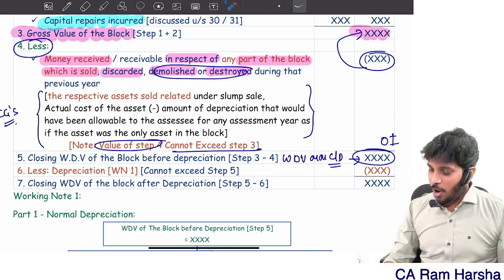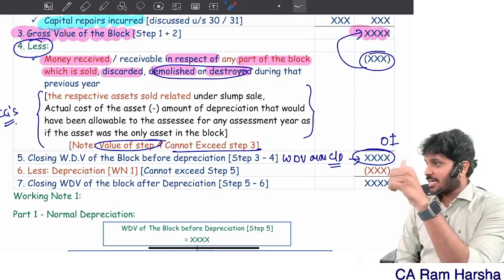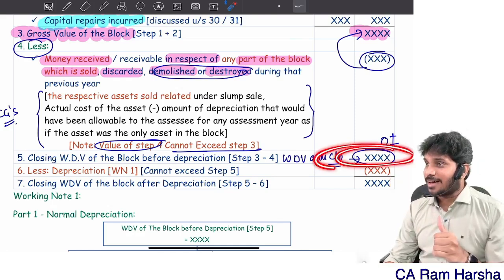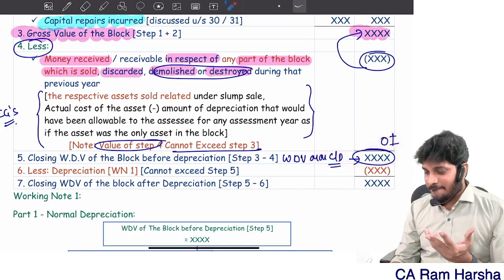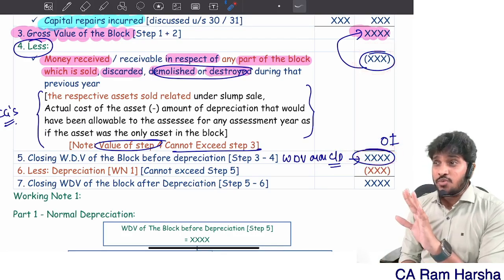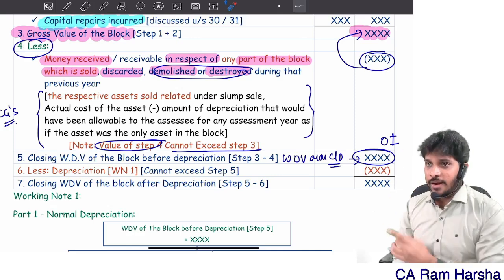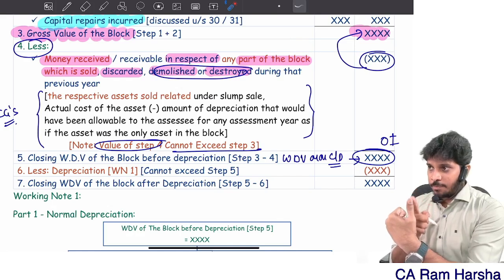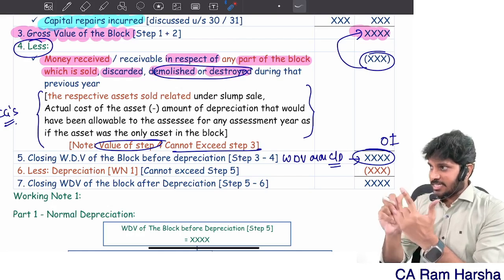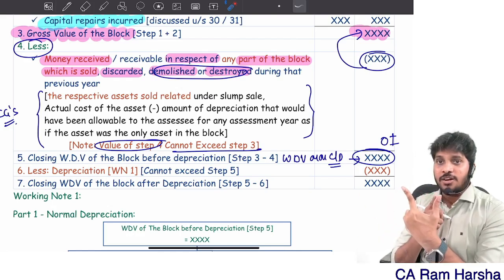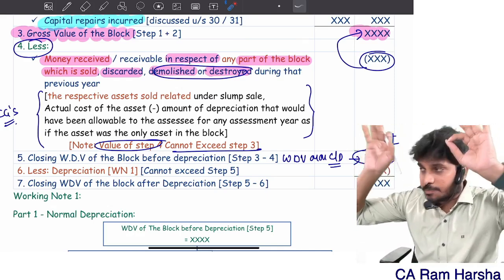One, the block must be there. To calculate depreciation, first an asset must be there; the block must be there. Block is there sir. Value must be there. If the value is 0, can you calculate? Exactly. Value means what value? Written down value. There must be a block with an asset in it, and there must be a written down value for the block. If these two conditions are satisfied, only then can you claim depreciation on that block.